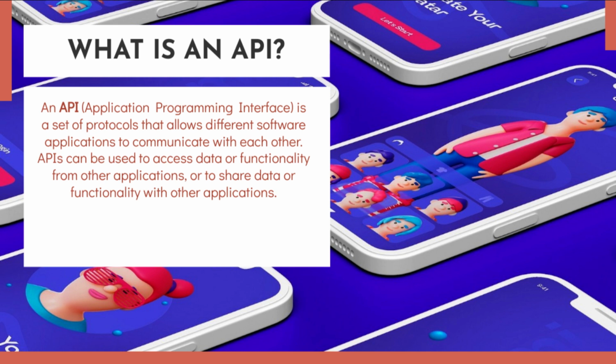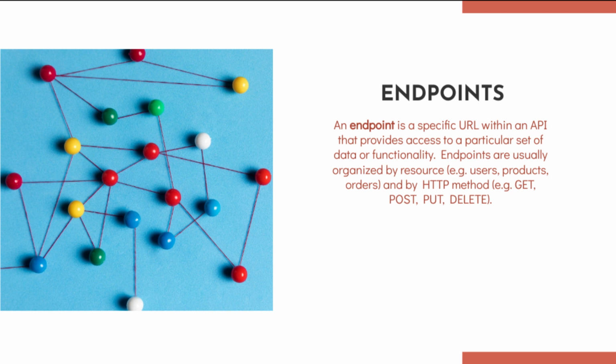GET /users retrieves a list of all users. GET /users/ID retrieves a specific user by their unique identifier. POST /users creates a new user. PUT /users/ID updates an existing user. DELETE /users/ID deletes a user.